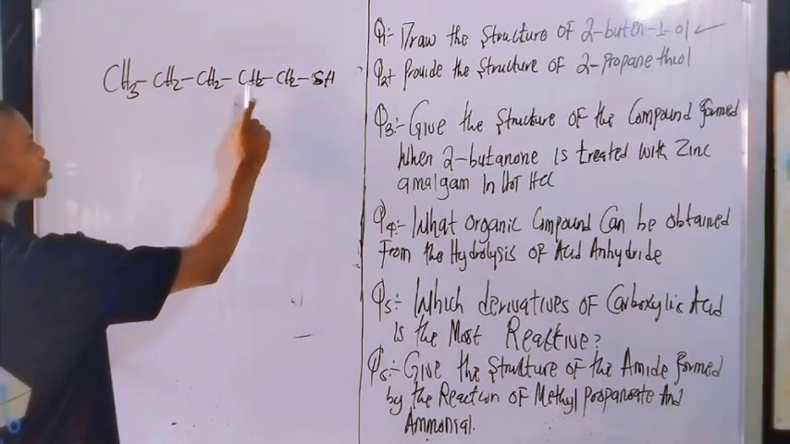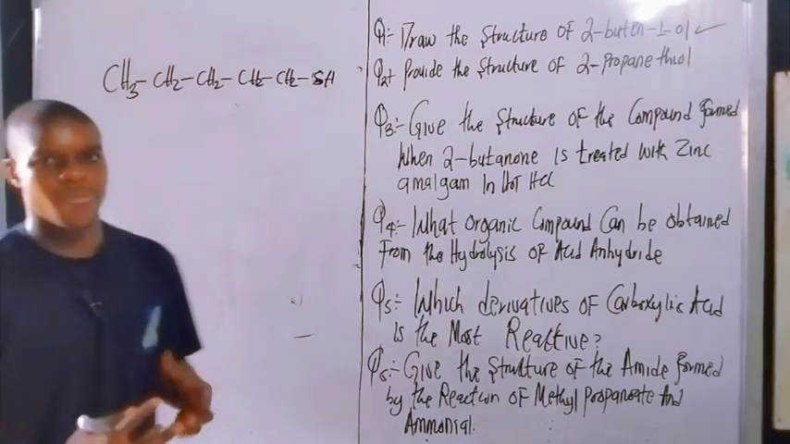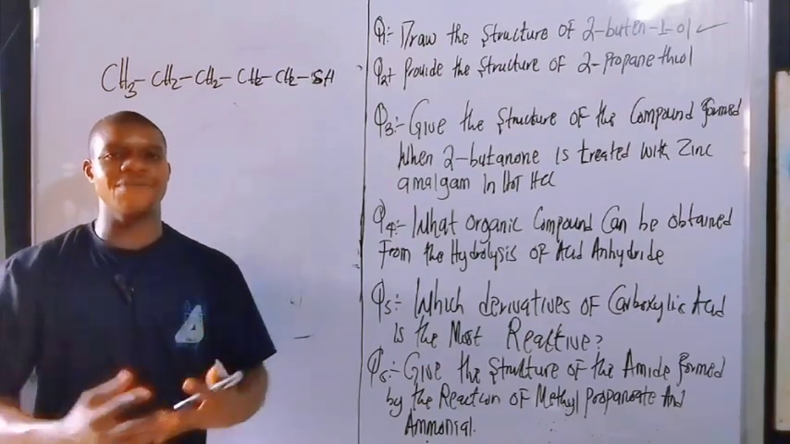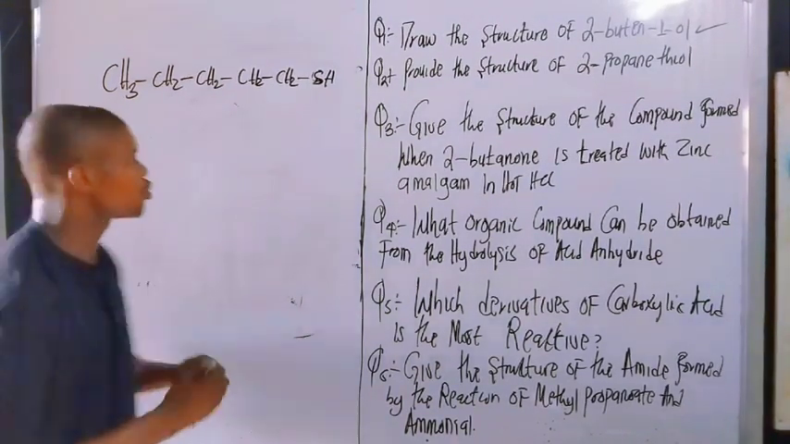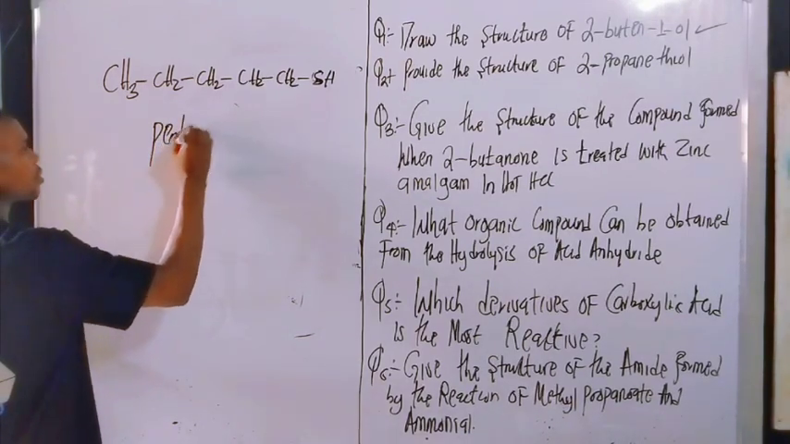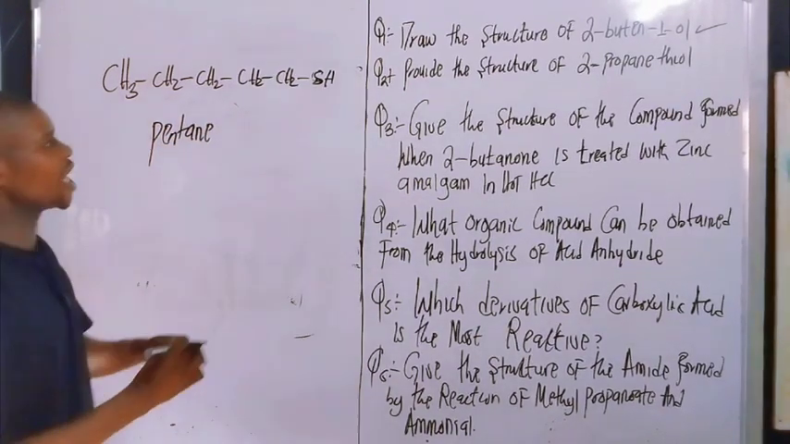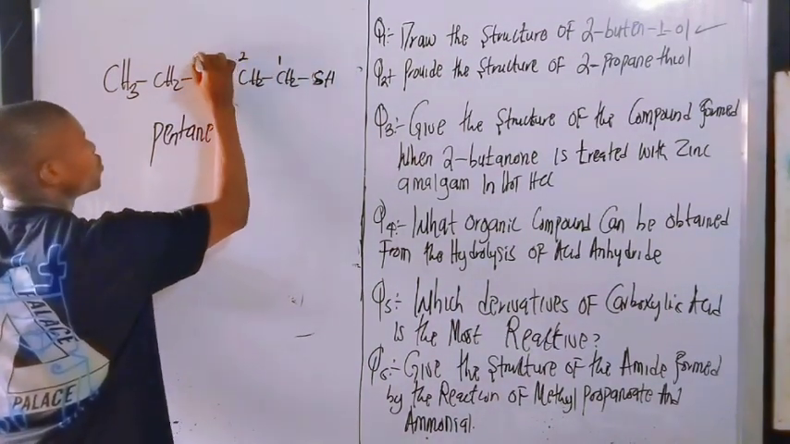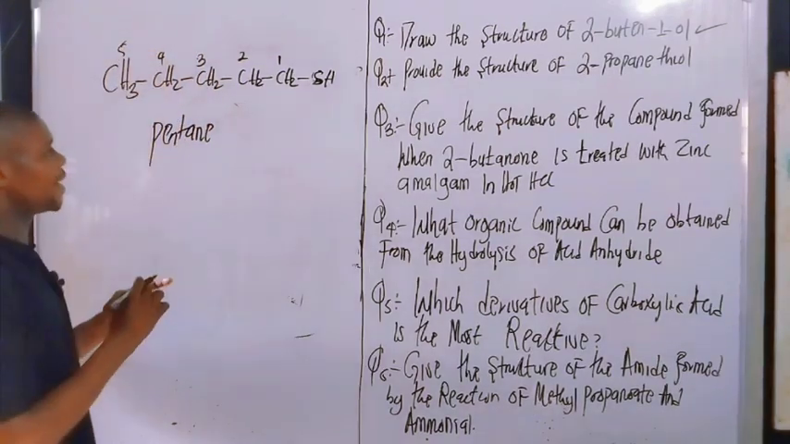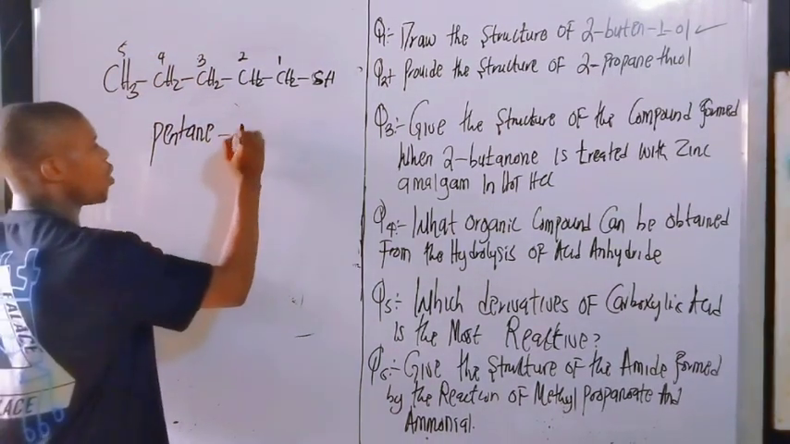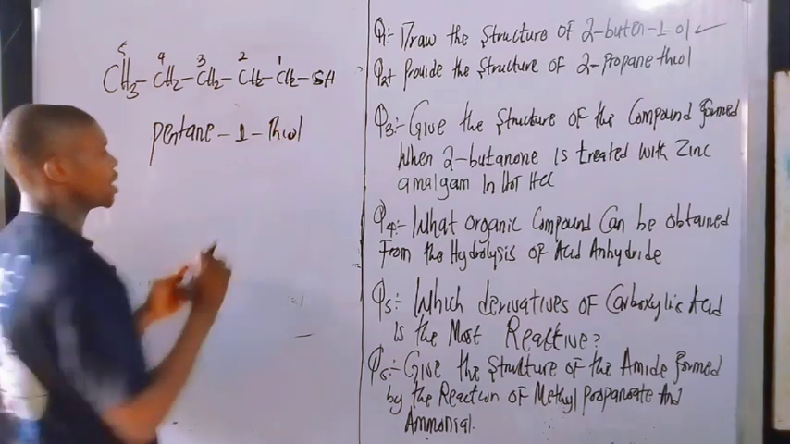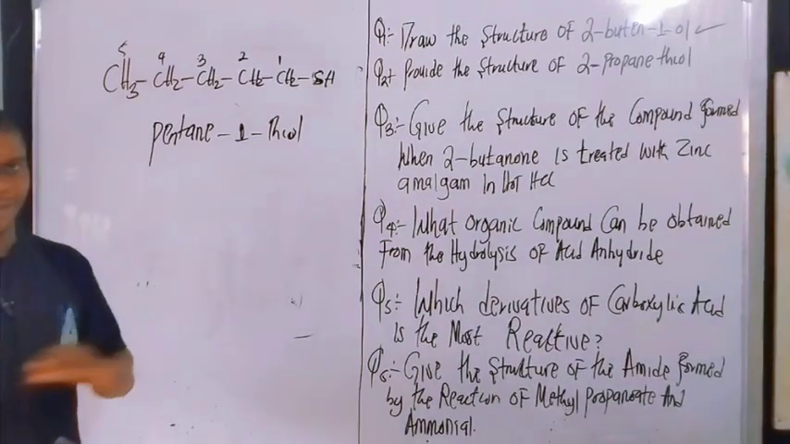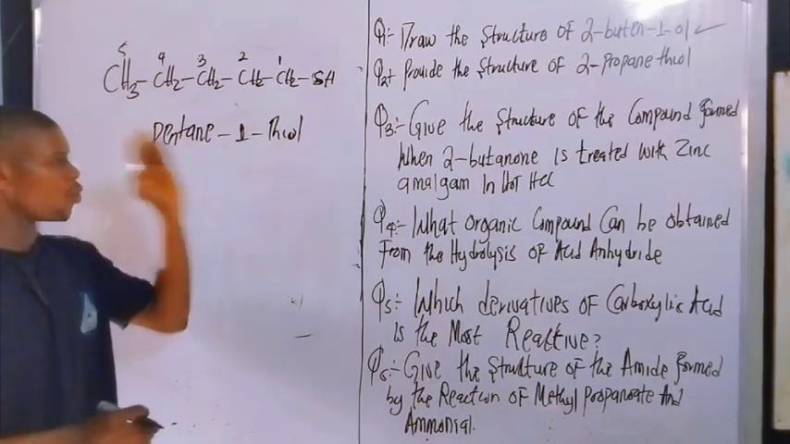If you look at this one here, 1, 2, 3, 4, 5: five carbons, all single bonds. So it's going to be an alkane. What is the fifth member of the alkane? It's called pentane. If you check very well, SH is attached to this first carbon. 1, 2, 3, 4, 5. So it's going to be pentane-1-thiol. That is the name. Do you understand?